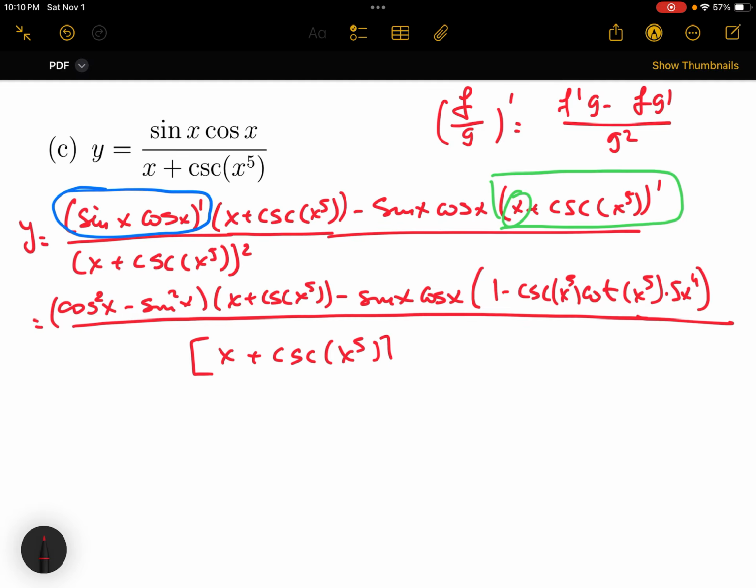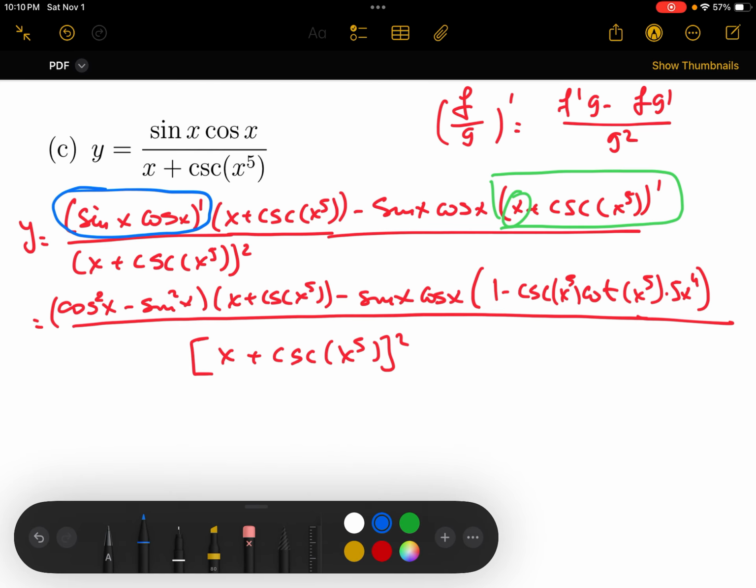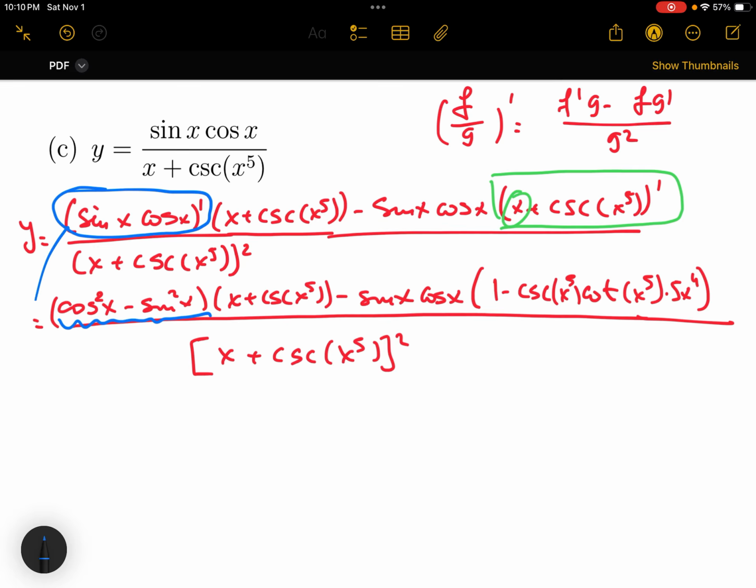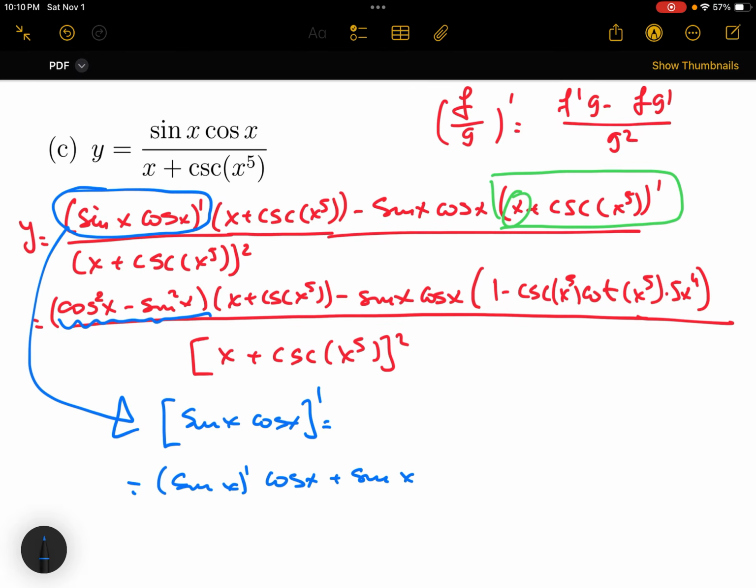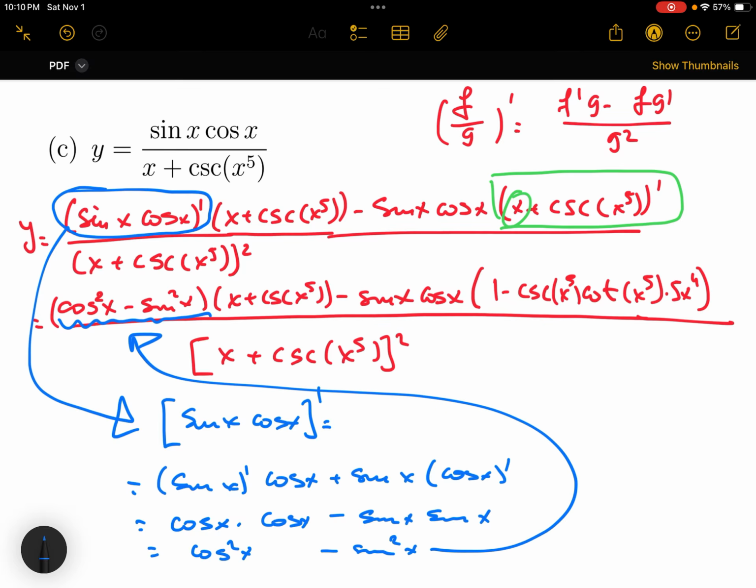Cosecant of x to the power of 5, the whole thing squared. If somebody is wondering where this appeared from, I'm going to write it here. Derivative of sine of x times cosine of x, again that's the product rule: sine of x prime times cosine of x plus sine of x times derivative of cosine of x. Derivative of sine of x is cosine of x times cosine of x, plus sine of x times the derivative of cosine of x, which is minus sine of x. And then this is simply cosine squared x minus sine squared x. Exactly what we have here.